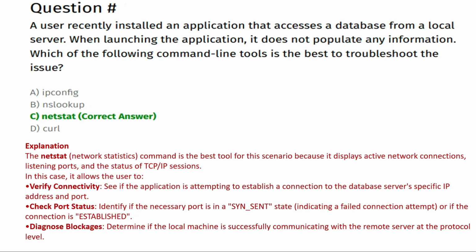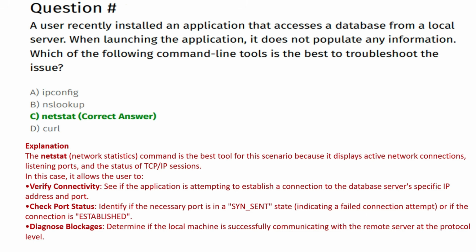The next question is, a user recently installed an application that accesses a database from a local server. When launching the application, it does not populate any information. Which of the following command line tools is the best to troubleshoot the issue? Option A, ipconfig. Option B, nslookup. Option C, netstat. Option D, curl. And the correct answer for this question is option C, netstat.